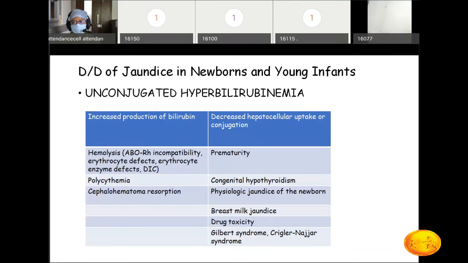And this increased load of unconjugated bilirubin will be reflected in indirect hyperbilirubinemia and jaundice in a newborn baby. So that is one cause of hemolysis in a newborn baby. You may also get erythrocyte defects. So you can get membrane defects.